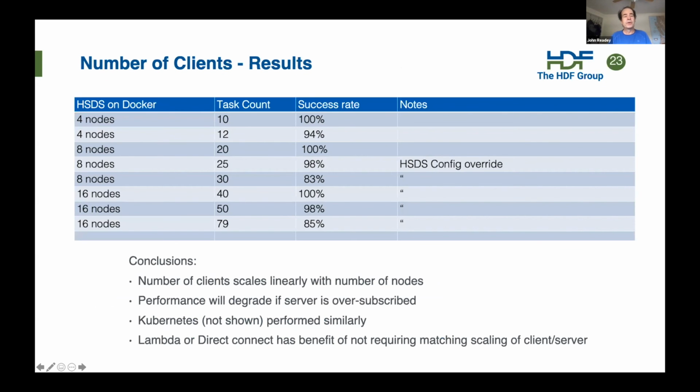So here it was very linear, right? So with, say, 4 nodes and 10 clients, we got a 100% response rate. But if you go up to, say, 12 clients, then you start seeing some errors, and it gets worse from there. But going from 4 nodes to 8 nodes, you basically double the number of concurrent clients you can have. And the same thing going from 8 to 16, and so on.